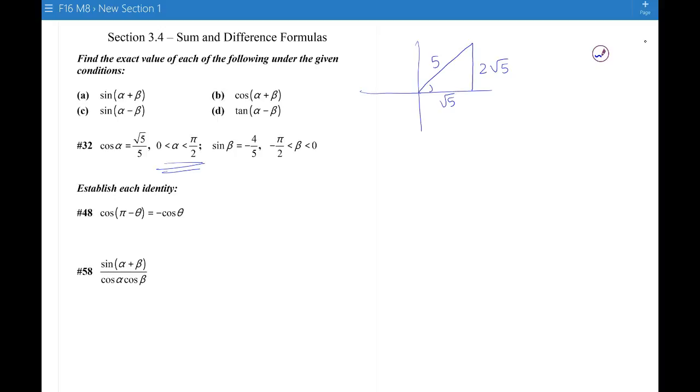So this is the angle alpha. And then we're told angle beta is in quadrant 4. So I'm going to draw it in quadrant 4. Angle beta has a sine of -4/5. And I'm going to pause here and make another movie because this is not all going to fit on one.